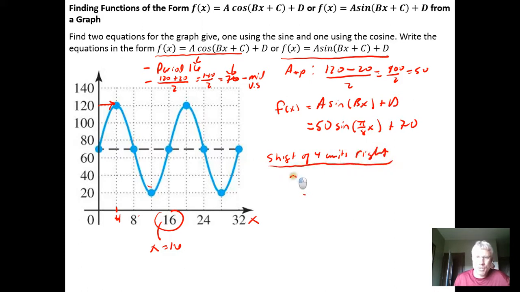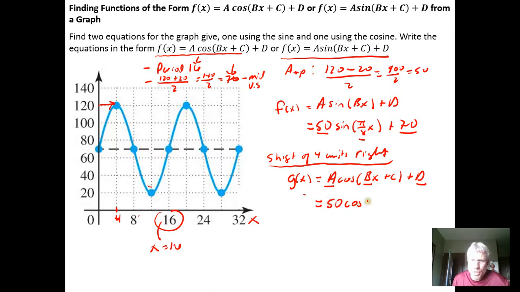So the cosine model is going to look like, we'll use something other than f of x, because we used f of x for sine. We'll use g of x for the cosine model. It's going to look like a times the cosine of bx plus c, plus d, but the a, the b, the d are all going to be the same a, b, and d that they were for the sine function. So we can just make those replacements. A is 50. We get 50 cosine of b, b is pi over 8, x plus c, plus 70. The midline is at 70.